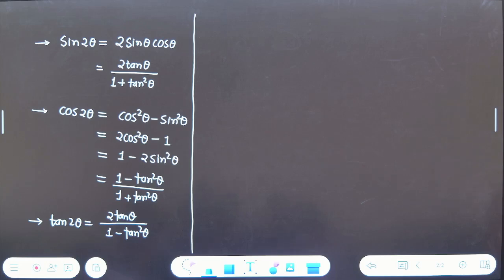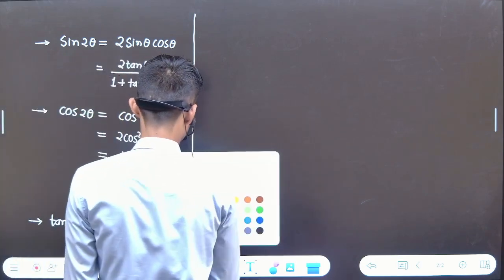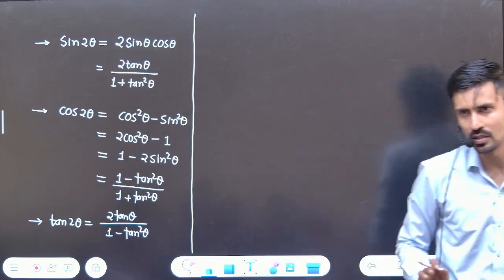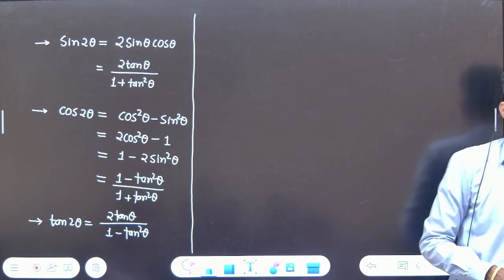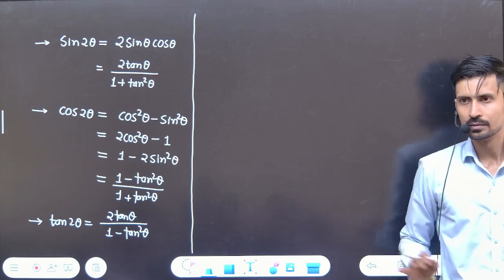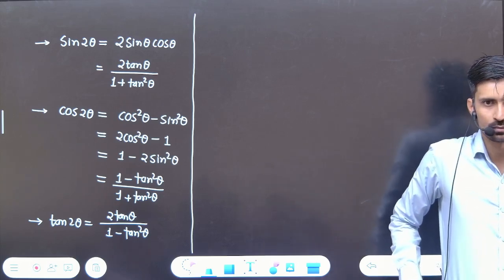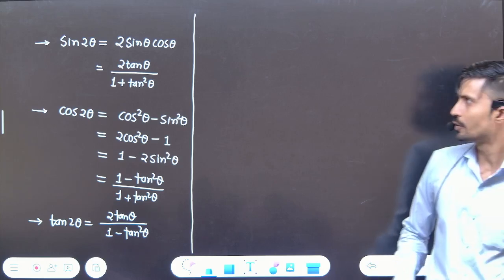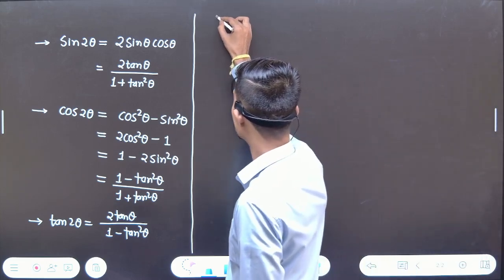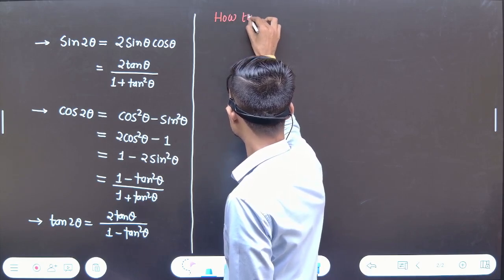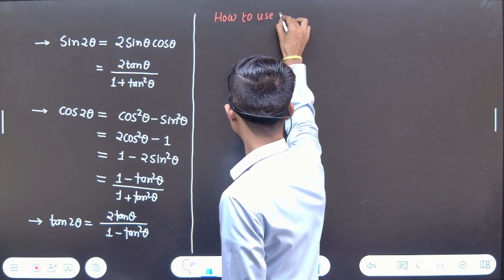Okay, so this is the formula that we have learned till now. We have learned sin(a plus b) also, cos(a plus b), sin(a minus b), cos(a minus b), tan(a plus b), and tan(a minus b). All those formulas we have also learned. And this is the formula that we learned today. Now we are going to learn how to use the formula.